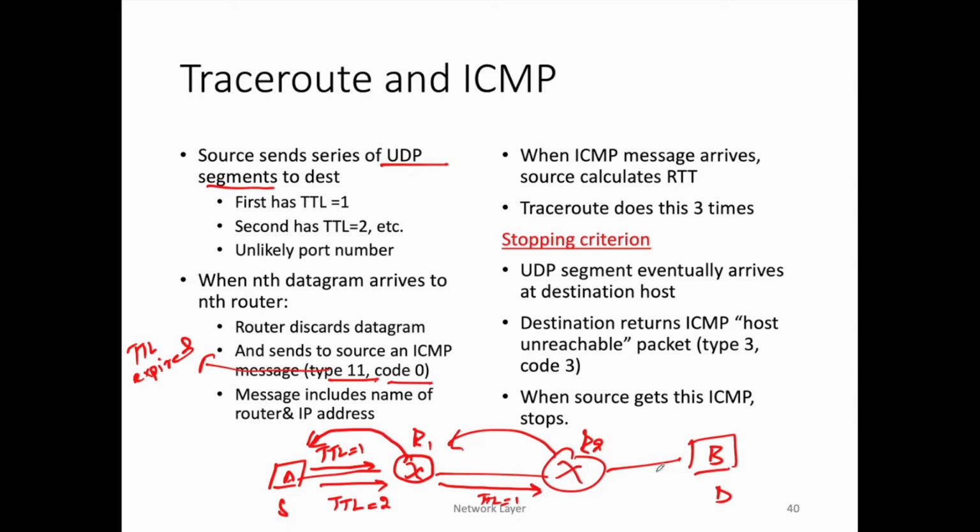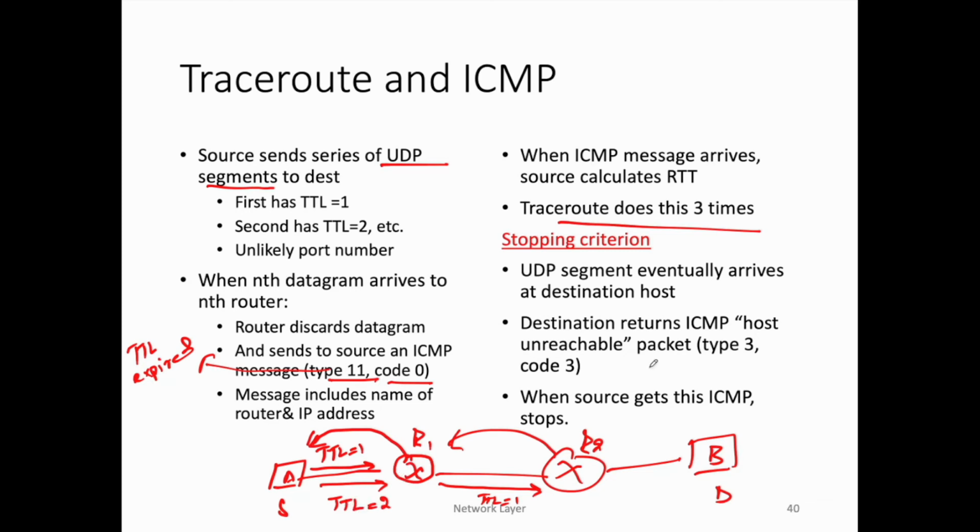And similarly, the next time the source will again increment the TTL value by 1. The next UDP segment that will be transmitted will have TTL value 3, right? For every TTL value, the sender A will send the UDP segment 3 times, so we'll have 3 results. Then the UDP segment with TTL value 2 is transmitted again 3 times, and so on and so forth.